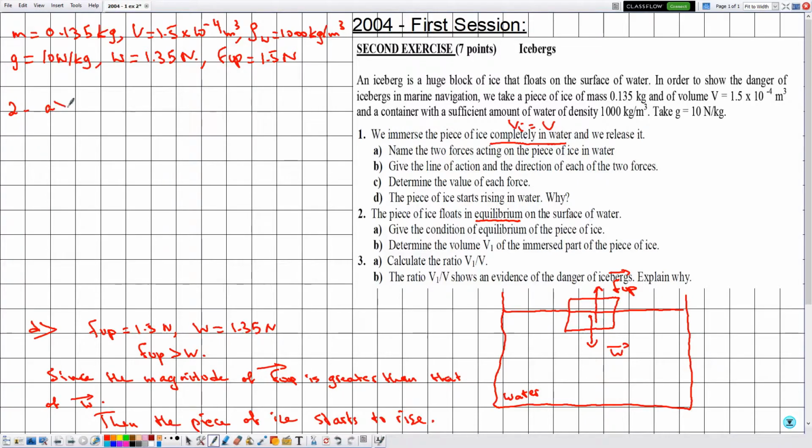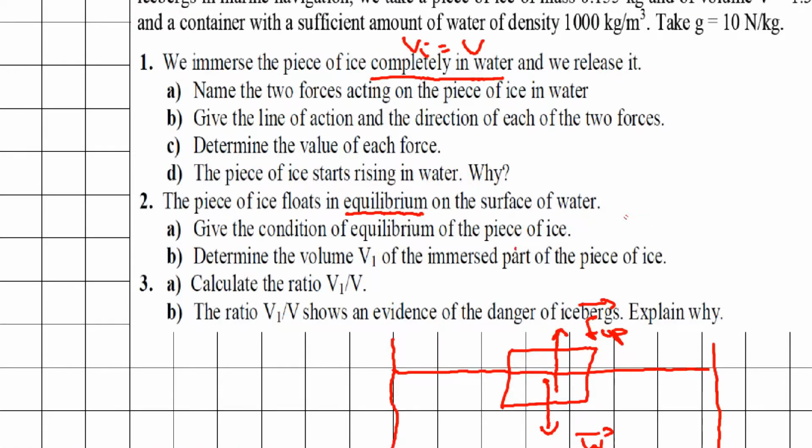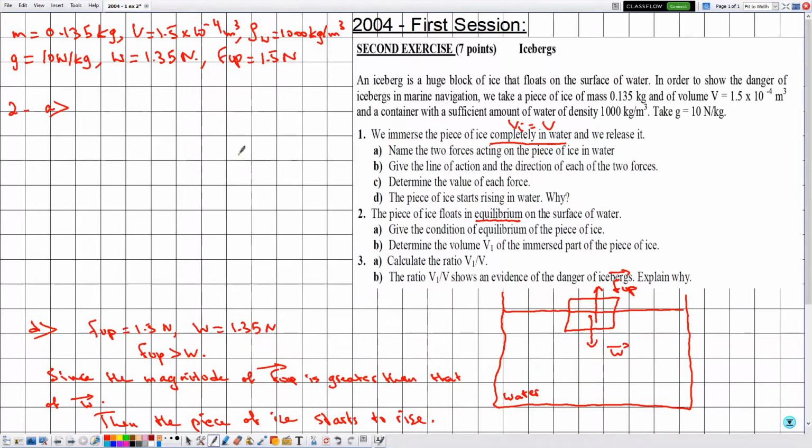Now in part A, give the condition of equilibrium of the piece of ice. So as a title, let's write at equilibrium. Then how do you apply this condition? Always on the left hand side we will write the sum of forces acting on the solid S, and they are given by the weight and F upthrust.